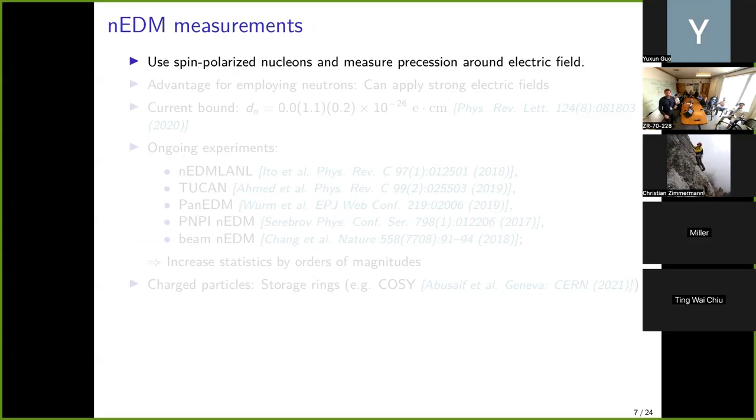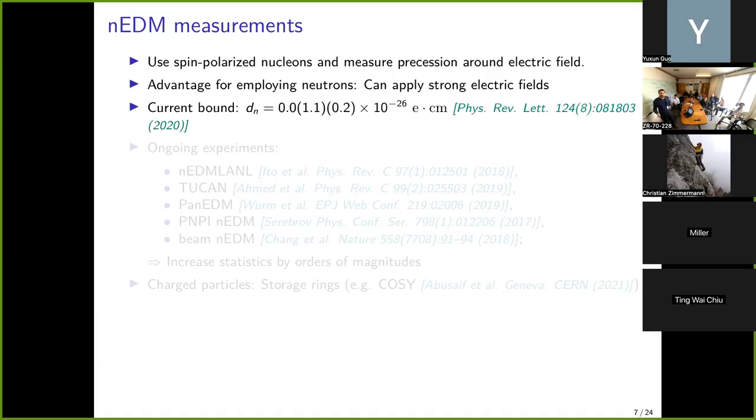Let me just summarize what we know from experiments about electric dipole moments and how they're measured. So basically, you use spin polarized nucleons and measure the precession around an applied electric field. It's advantageous to use a neutral particle like the neutron because you can apply very strong electric fields without any complications. But so far, we can only give an upper experimental bound.